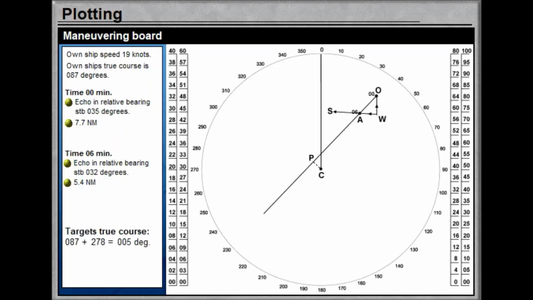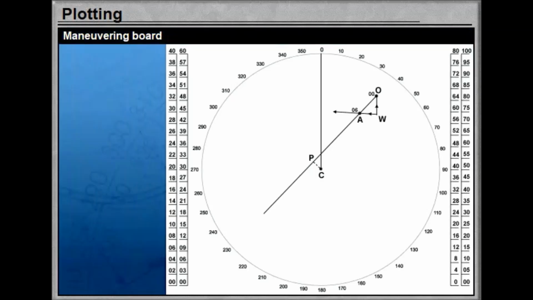The target's true course equals the own ship's true course plus the direction of WA on the plot, which equals 087 plus 278, which equals 005 degrees. The target's true speed is 10 times section WA, which is equal to 10 times 1.5, which equals 15 knots.